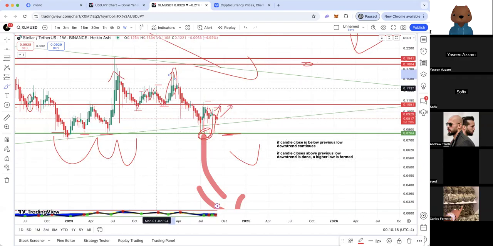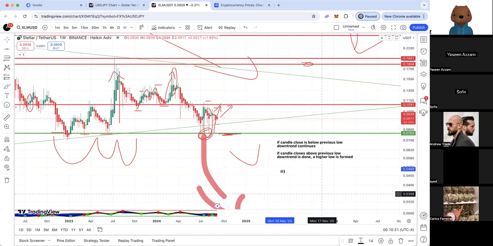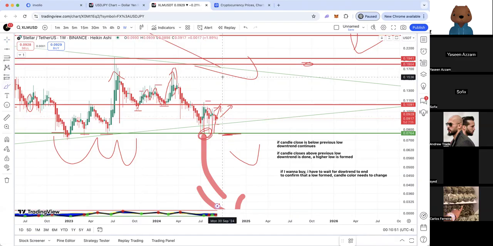So I really want to be sure that the candle opens green and this is really the low before I buy. So I wait for the candle open to buy. So if I want to buy, I have to wait for a downtrend to end to confirm that a low formed, candle color needs to change. To make sure that a low has formed, we need to wait for the candle close and wait for the next candle open and make sure that it's green.